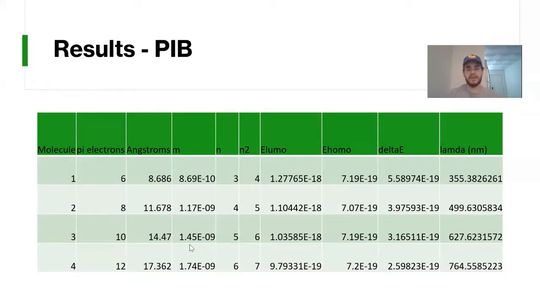These are the results of the particle-in-a-box model. Molecule 1 being the dye with the smallest conjugate chain, and molecule 4 being the dye with the largest conjugate chain. The number of pi electrons increases with longer conjugate chains. Molecule 1, being the smallest molecule, had the largest value for the change in energy between the HOMO and LUMO state, and molecule 4 had the smallest value for the change in energy. The wavelength at each max absorbance is seen to increase with increasing length of the conjugate chain.